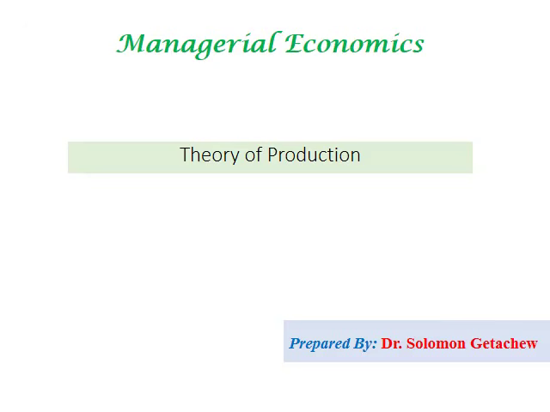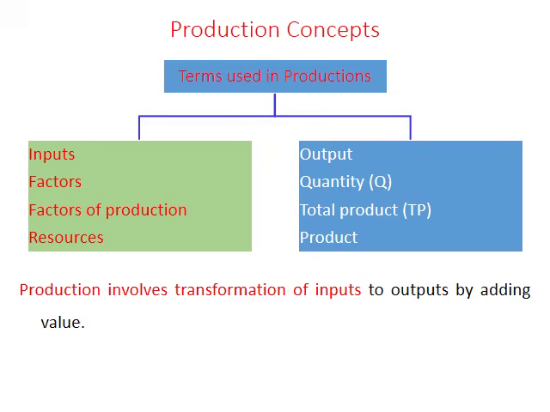First, let us define what production means. Production means it is a conversion of input to output. So before going to the main concept of production, let us see different names of input. Inputs can be named as factors or factors of production or resources. And output can be named as quantity, alternatively total product or product.